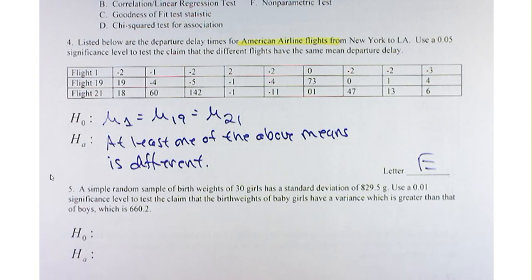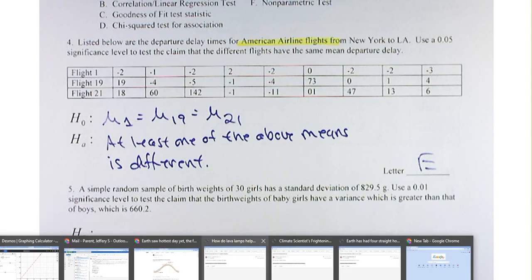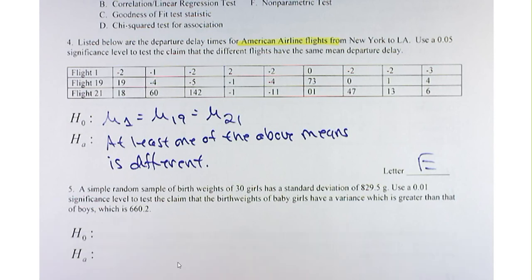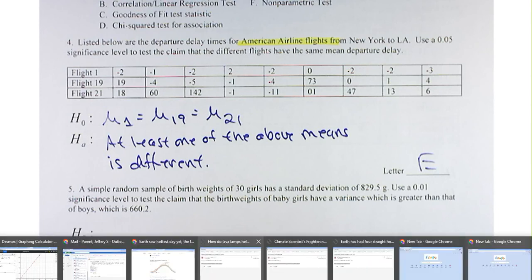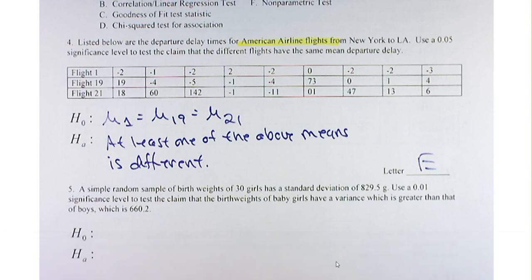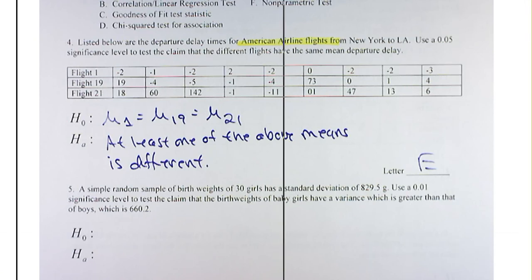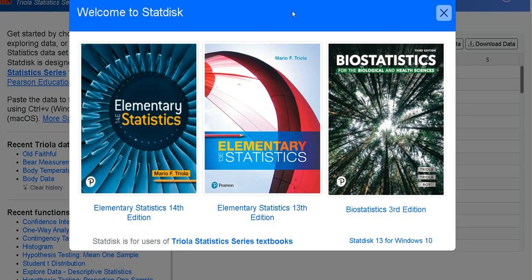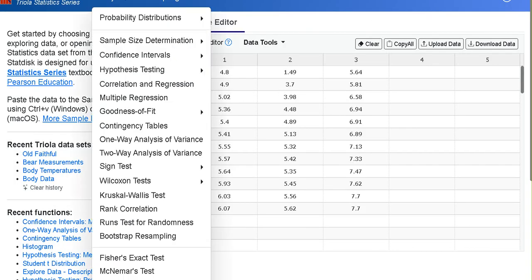When you test for an analysis of variance, if you're doing it on StatDisk, let me just give you a quick reminder here. Here we go, StatDisk. So if you're on StatDisk, you want to go to analysis. It's one-way analysis of variance. ANOVA is a kind of pseudo acronym for analysis of variance.